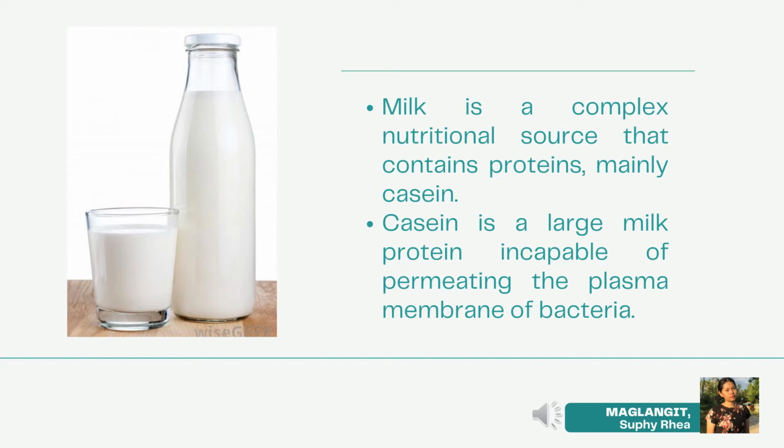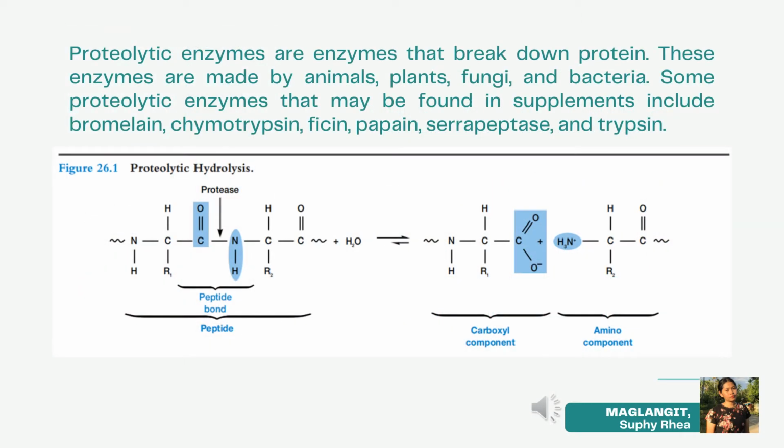So, how do bacteria use casein as their source of carbon if it cannot penetrate the plasma membrane? Bacteria accomplish this by secreting proteolytic enzymes that catalyze the hydrolysis of casein to yield amino acids. This can be seen on your screen in figure 26.1. After yielding amino acids, they are transported into the cell and catabolized.